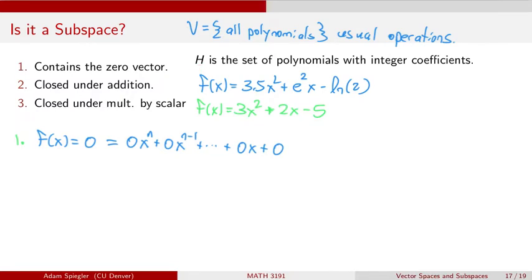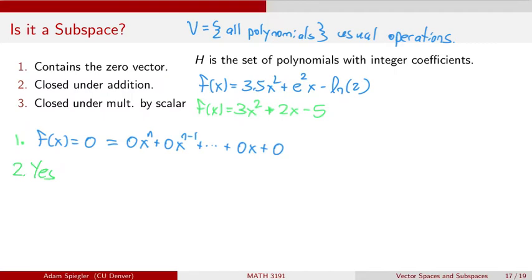Is it closed under addition? Yes, it is, since if we add any two integers, the result is an integer. Therefore, when we add two polynomials, we add them by their degrees. We group like terms together. So if each polynomial f and g has integer coefficients, then their sum f plus g is going to have integer coefficients. So that works out just fine.